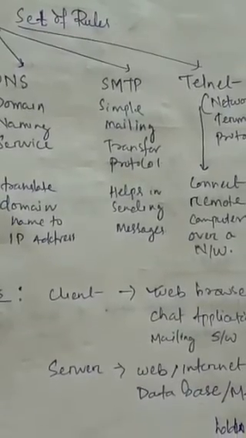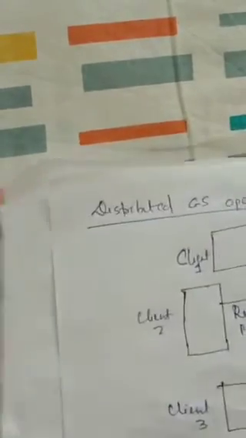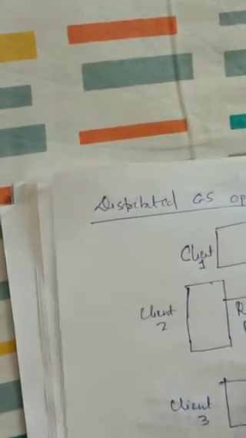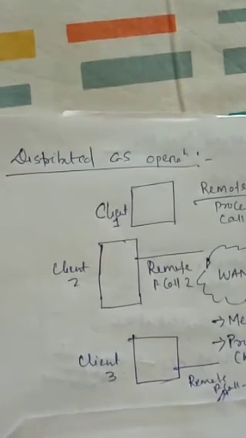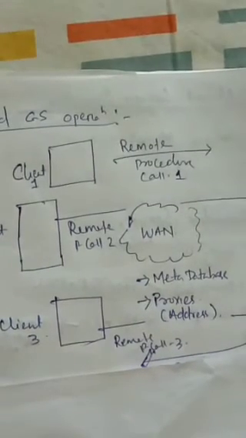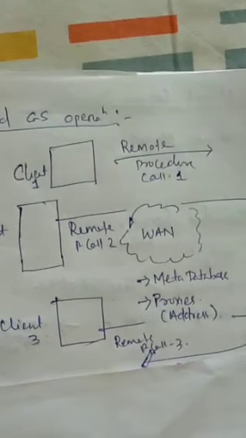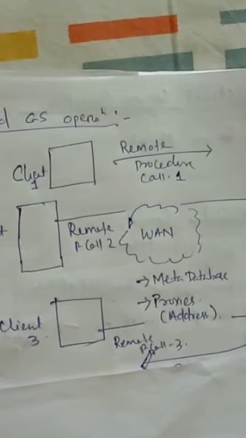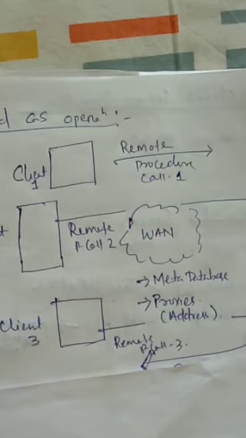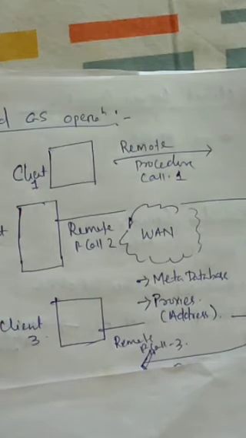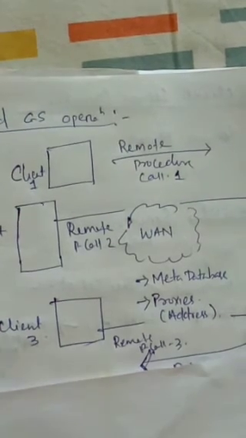Then coming to the next topic, it is distributed client server operation. Okay, how the distributed client server will operate. So the distributed operation means the client and server must be placed far from each other, and the client must use the remote procedure call, and the server must reply back from that call. Okay, how it will happen?